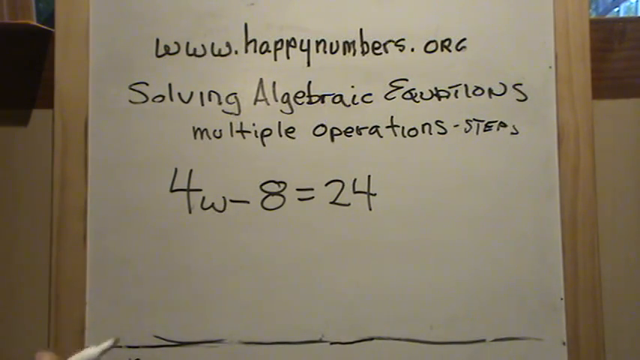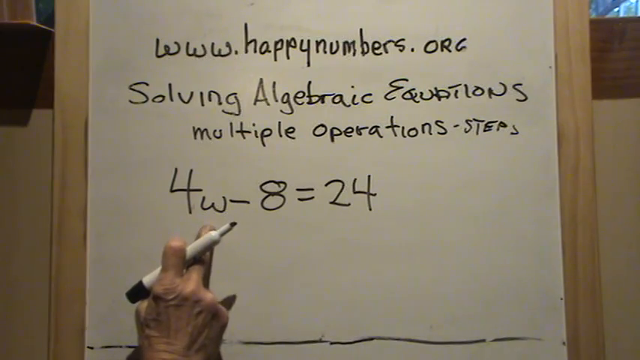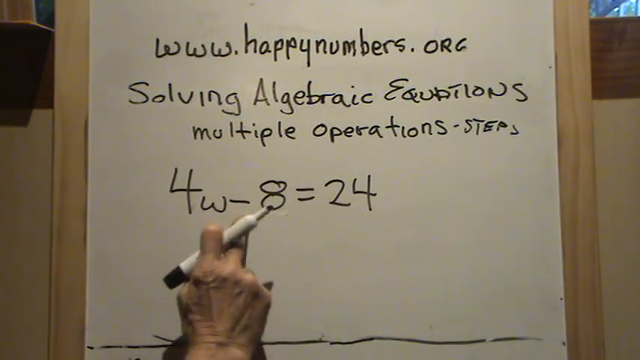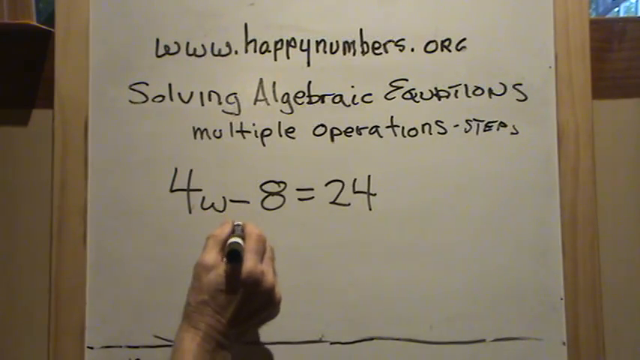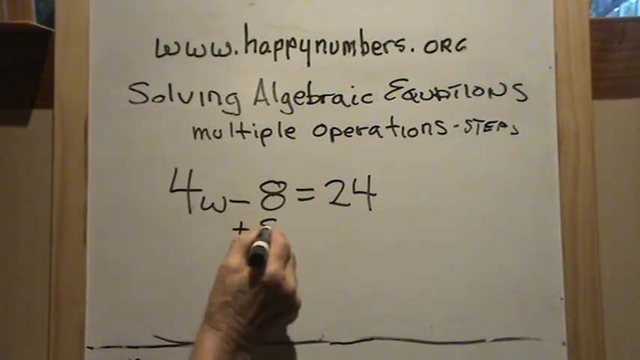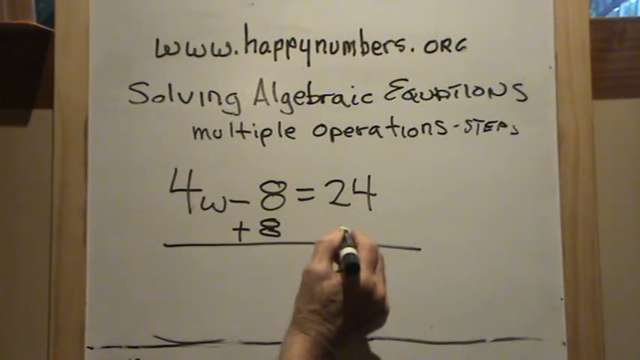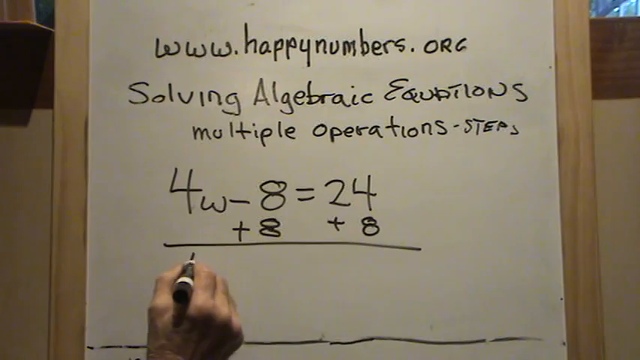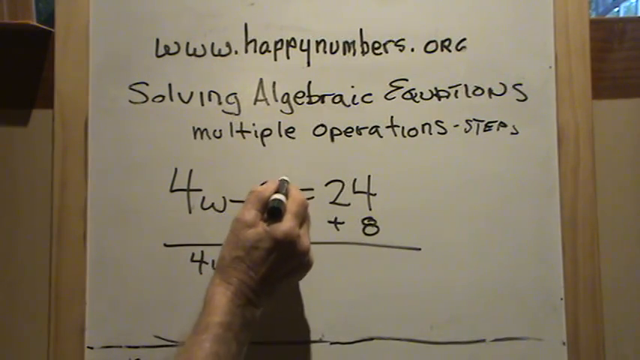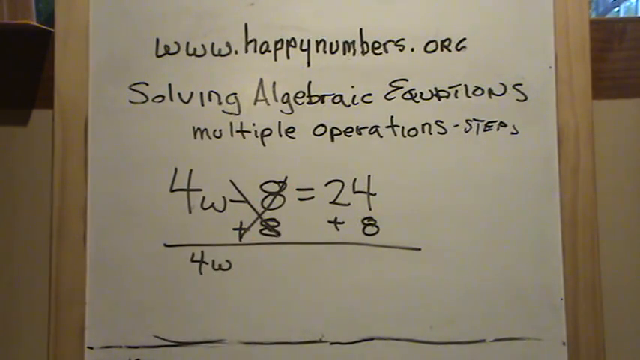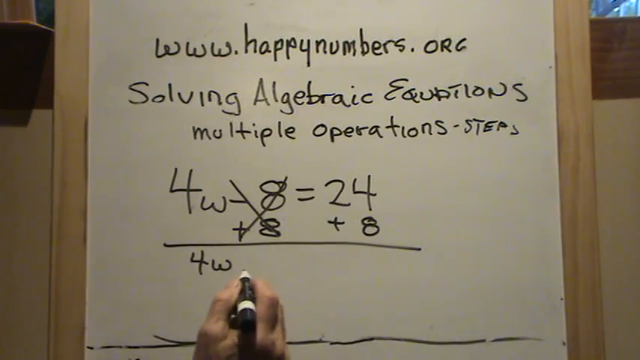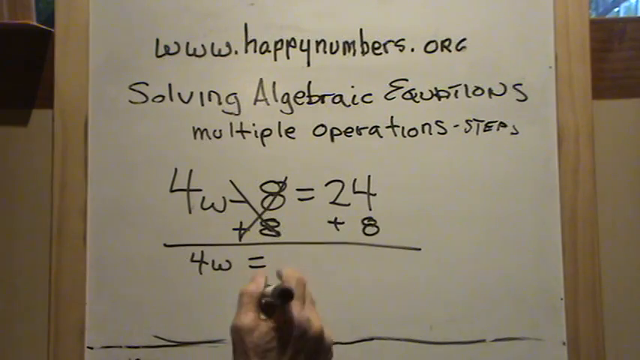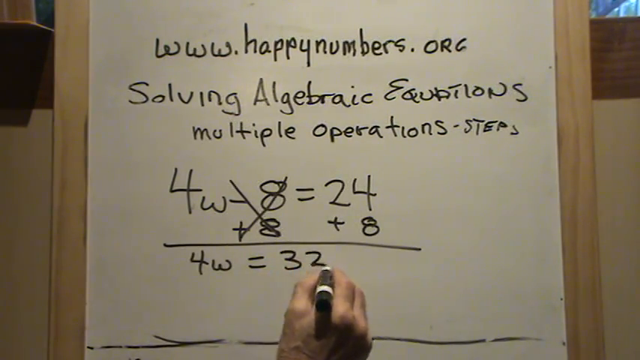All right, let's take a look. 4 times w minus 8 equals 24. I'm going to deal with this here, and so I'm going to add the opposite, which is a positive 8. And so I have to do the same thing over here. So I get 4w, and this cancels out. If I combine a negative 8 and a positive 8, I get 0 or nothing. So 4 times w equals 24 plus 8, which is 32.